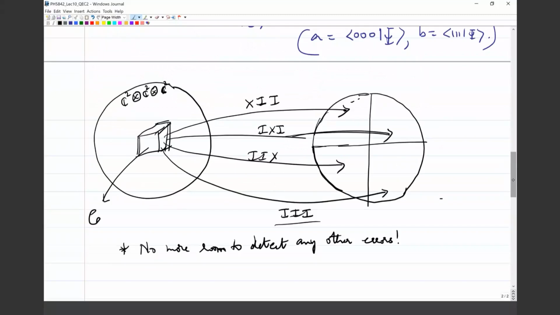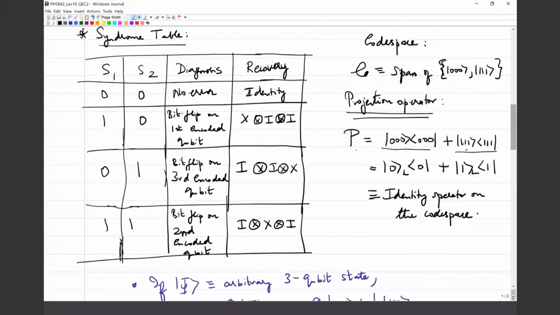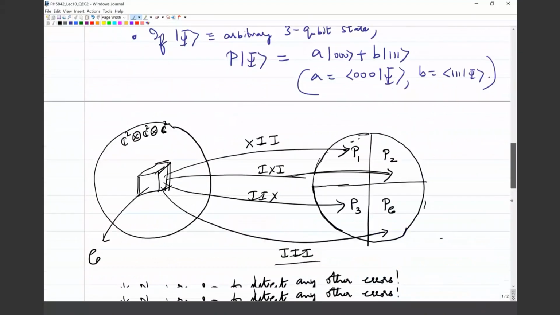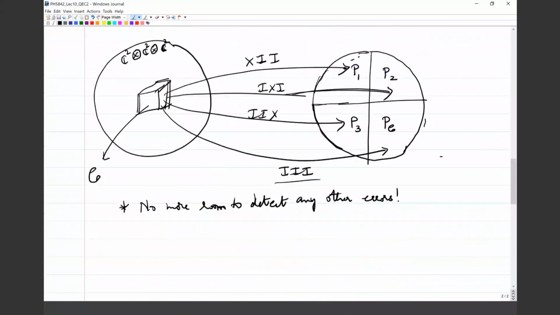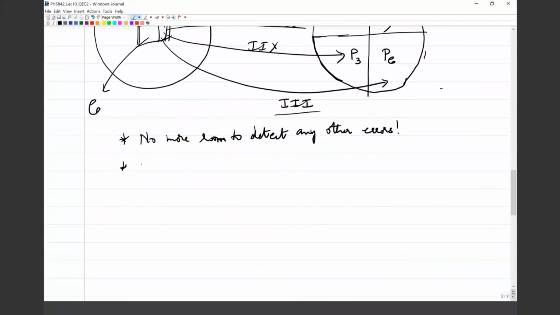A more precise way of saying it is that you can associate projectors. So I will call these P1, P2, and P3. And this I will simply call PC. This is the projector on the code space. Now you have 3 other projectors associated with 3 other subspaces into which these single qubit errors map you. So the single qubit errors map to non-overlapping subspaces.